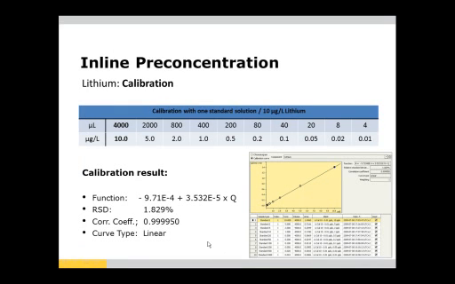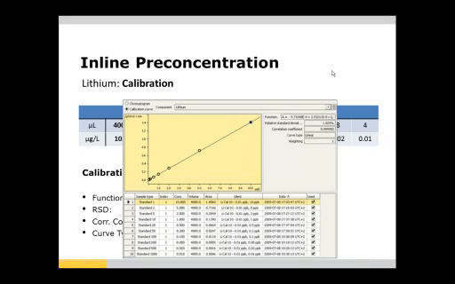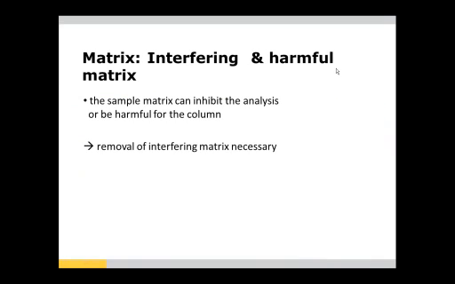As an example, the lithium calibration is shown here. Here the variable volume, like 4 ml to 4 microliters, is pre-concentrated on the cation pre-concentration column, and that gives us an excellent linear calibration curve at this low concentration.